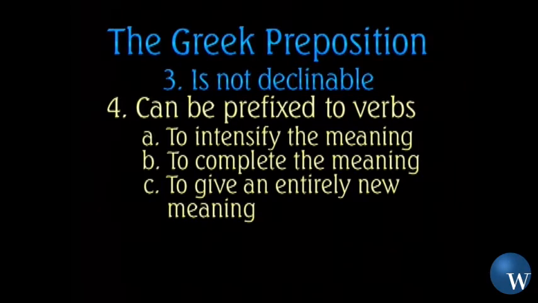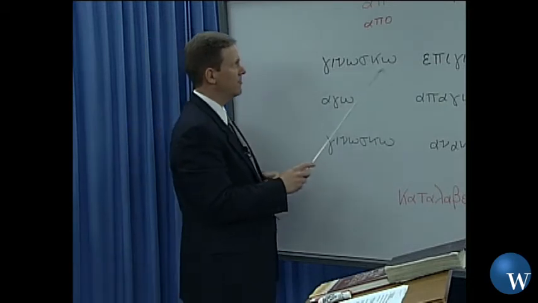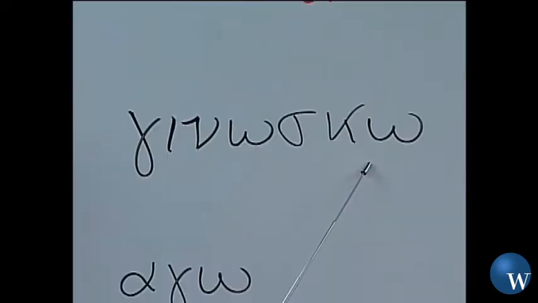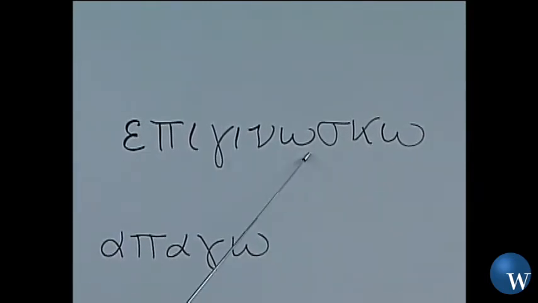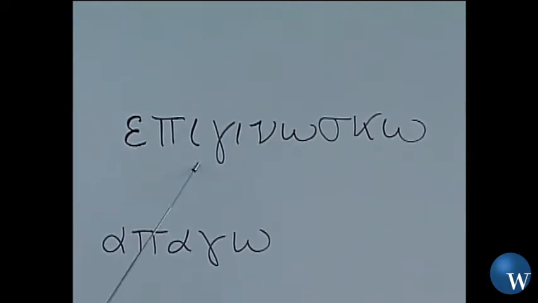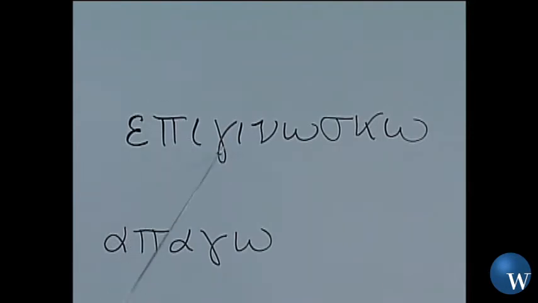All right, when that preposition is prefixed to the stem, it'll either intensify the meaning, it'll complete the meaning, or it'll give an entirely new meaning. Let's take a look at the board here, for example, to show you what I'm talking about. If we look at this word gnosko, which means I know, and we then prefix the Greek word epi, do you see it there, epi, to the word gnosko, it intensifies the meaning. So instead of it just being I know, it would be I have knowledge, or I know thoroughly, or I know upon, sort of like knowledge upon knowledge.